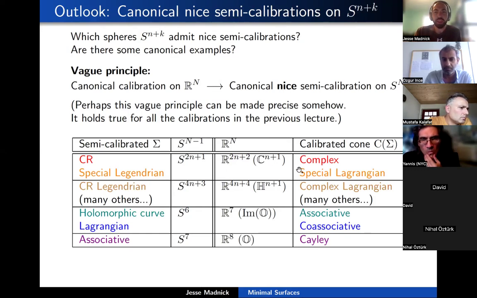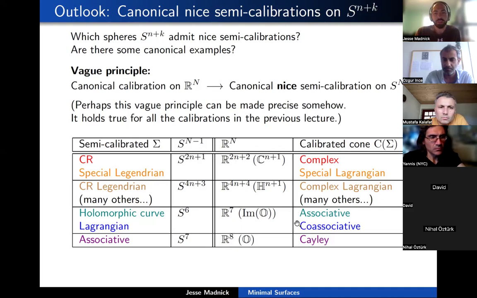Lagrangians. And if we think of these as cones, then they have links. It turns out that their links are semi-calibrated by a nice semi-calibration. The semi-calibrated links are called CR and special Legendrian, respectively. Similarly, in H^(n+1), there's the complex Lagrangians, for example. There's also complex and special Lagrangians again, and just millions of others. The quaternionic case is by far the most complicated. I'll return to this at the end of the talk. And in particular, you get a class of semi-calibrated submanifolds of the (4n+3)-sphere called CR Legendrians.